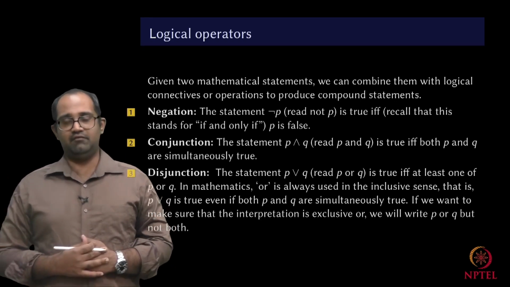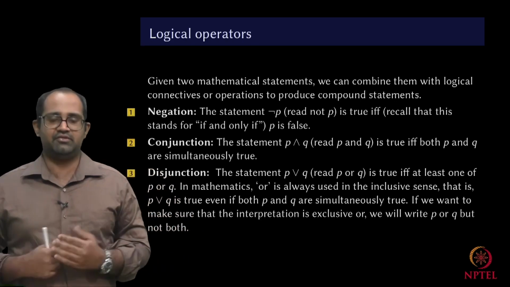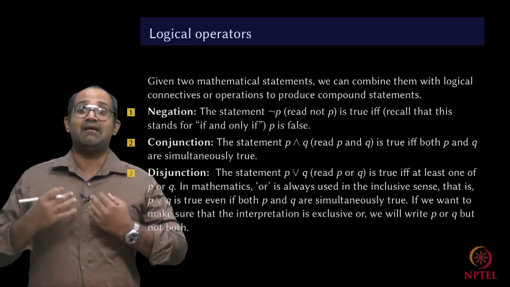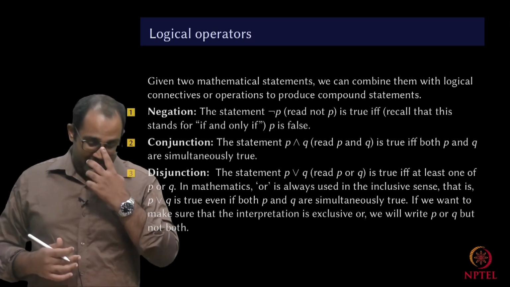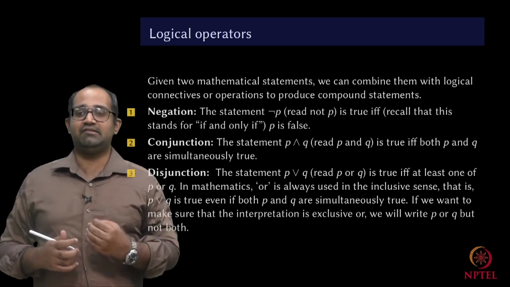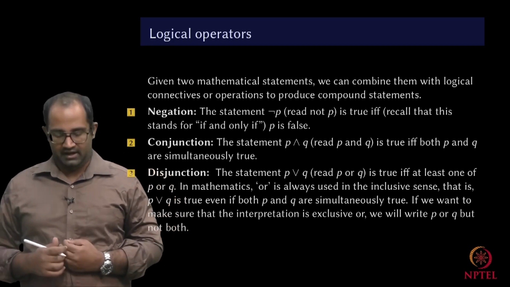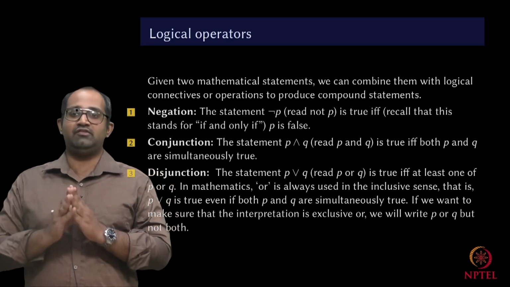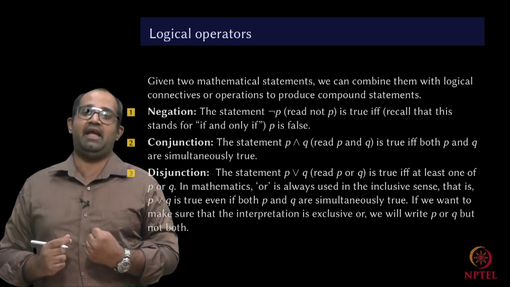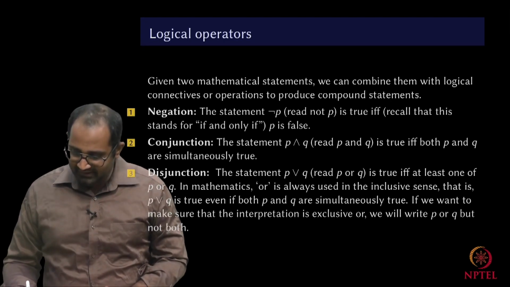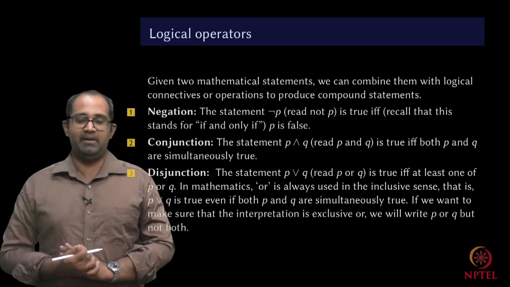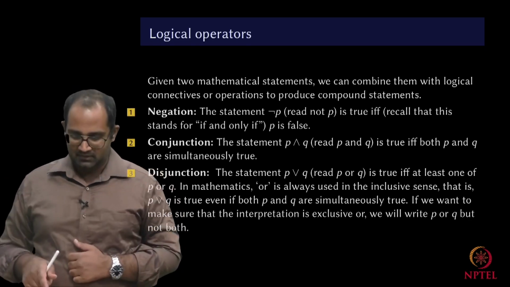So, in the real world, or is used sometimes in the inclusive sense, sometimes in the exclusive sense. We pick that up from context, but in mathematics everything has to be precisely defined, things cannot be left to be inferred from context. So, we always use or in the inclusive sense. If we want to say exclusive or, we will explicitly write P or Q, but not both, to make sure that the meaning is crystal clear.